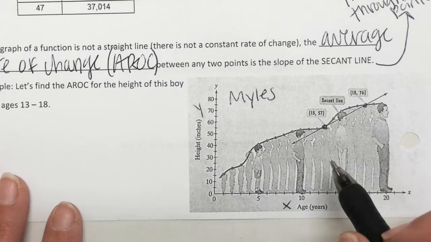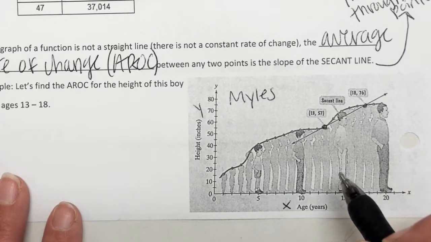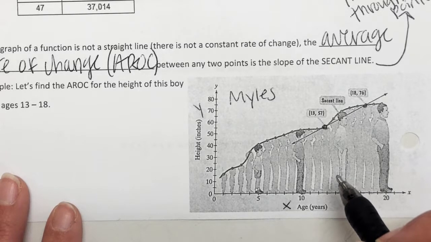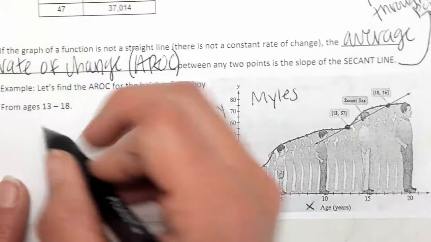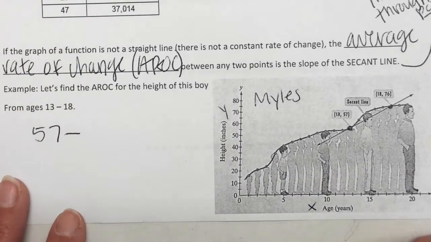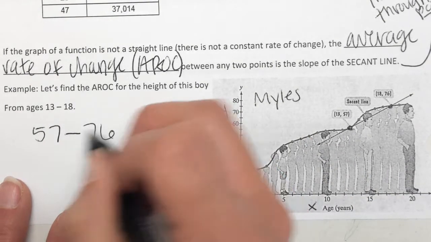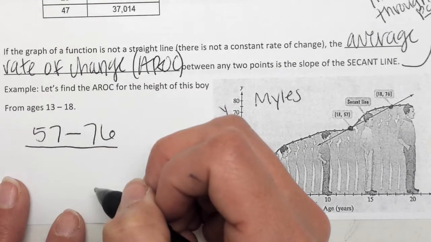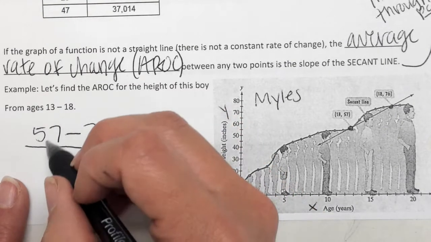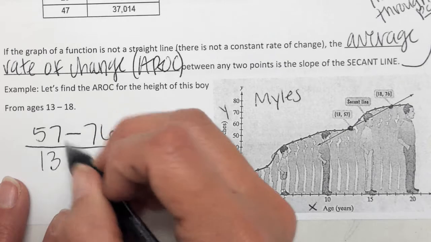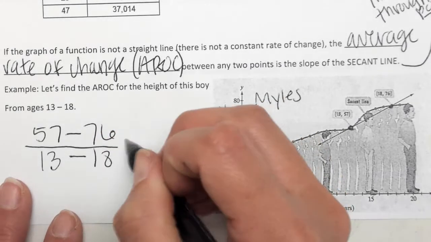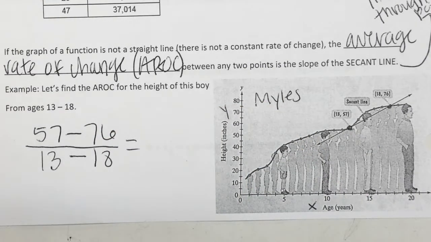So what was his height at age 13? 57. And what was his height at 18? 76 on your graph. All you got to do is look at it. So we said that at age 13 it was 57 and at age 18 it was 76. Go ahead and find his average rate of change on your own.